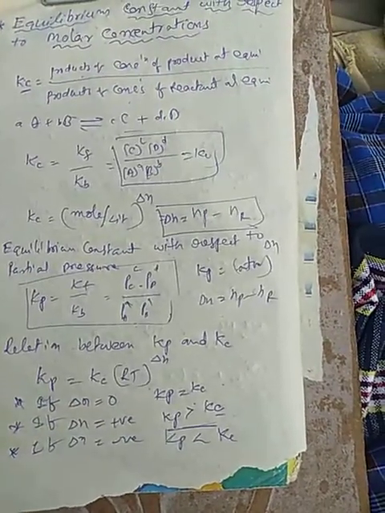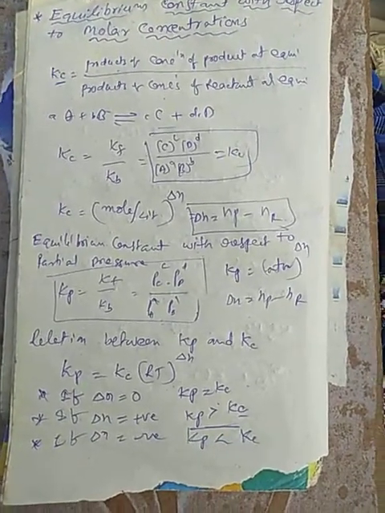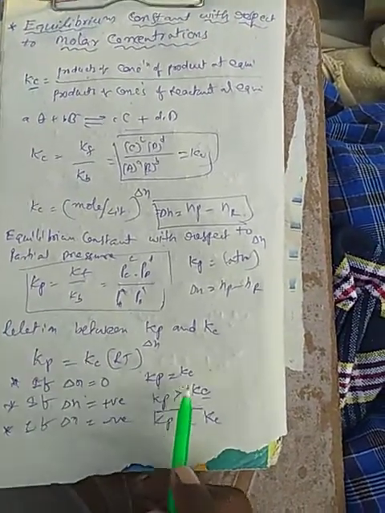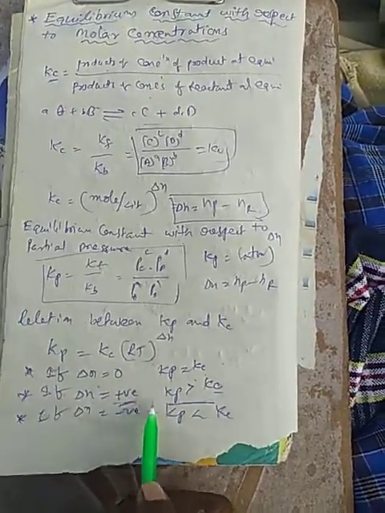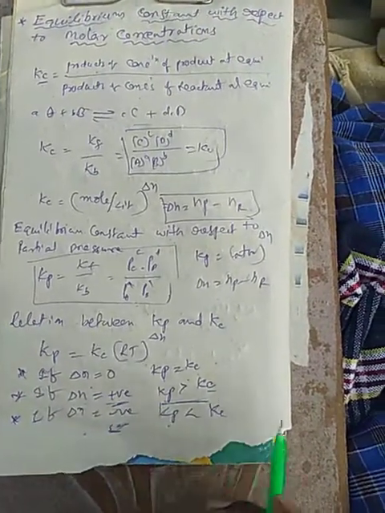This is very important. We have to remember the relations between Kp and Kc. First, if delta n is equal to 0, Kp is equal to Kc. If delta n is positive, Kp is greater than Kc. If delta n is negative, Kp is less than Kc.